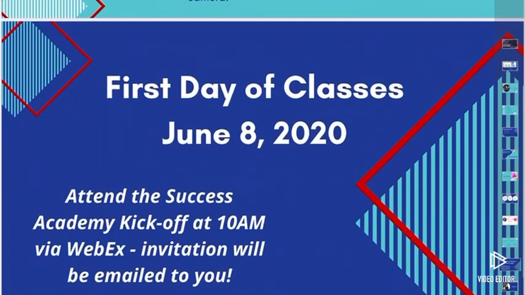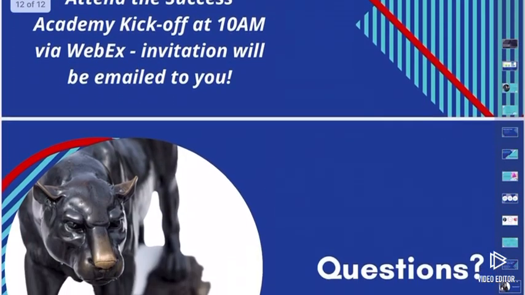June 8th is the first day of classes. Yay! We are really looking forward to this. At 10 a.m. on June 8th, we will have a Success Academy kickoff, where you'll get to meet your success team. You'll get to meet me in person, through WebEx. You'll get to meet Ashton. You'll get to meet all of our peer mentors, and just the whole success team will be there. And we'll be there cheering you on, getting you excited for Success Academy and for a great summer. So make sure that you participate. Details and a WebEx link will be emailed to you, so make sure you're checking that Panther Mail.